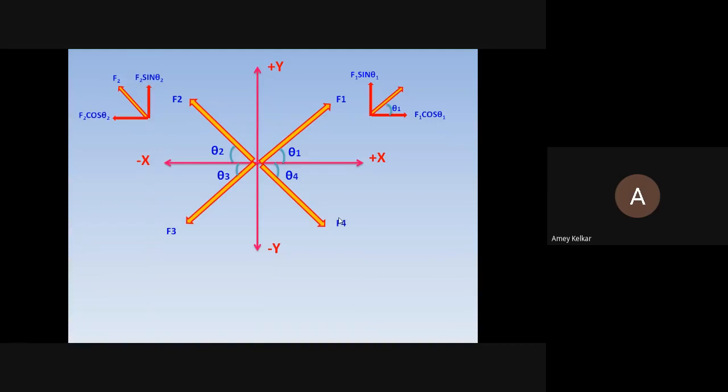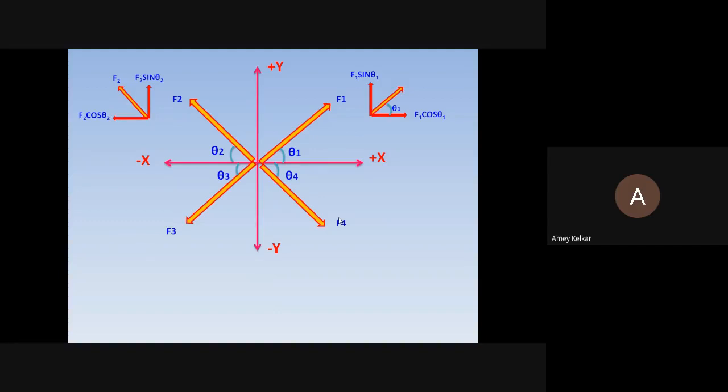Now with this, firstly we'll understand how signs will happen. I have marked positive and negative. So if we say F1, where is F1 going? Towards positive. So F1 will be positive. And where is F1 sin theta going? Vertically upwards. So it also will be positive.